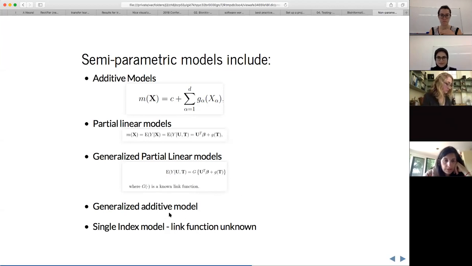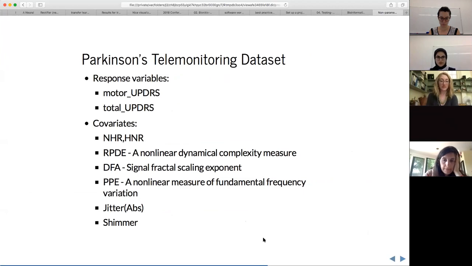A generalized additive model is similar to the additive model, apart from the fact that you again think that some function of m(x) is giving you the sum of nonlinear functions. And in single index models, this link function is not known, and it has to be estimated. That is the difference. So we are done with covering the theories.